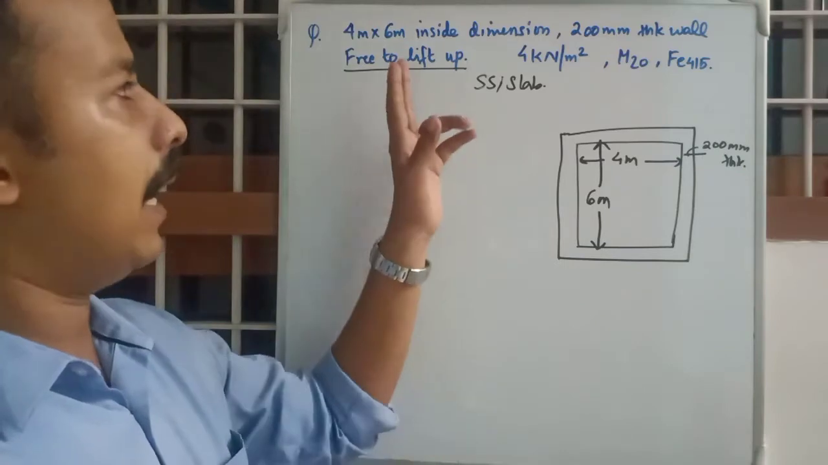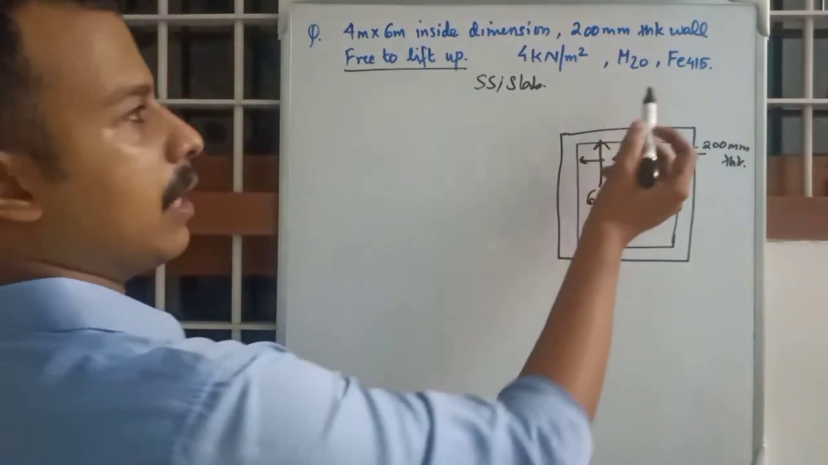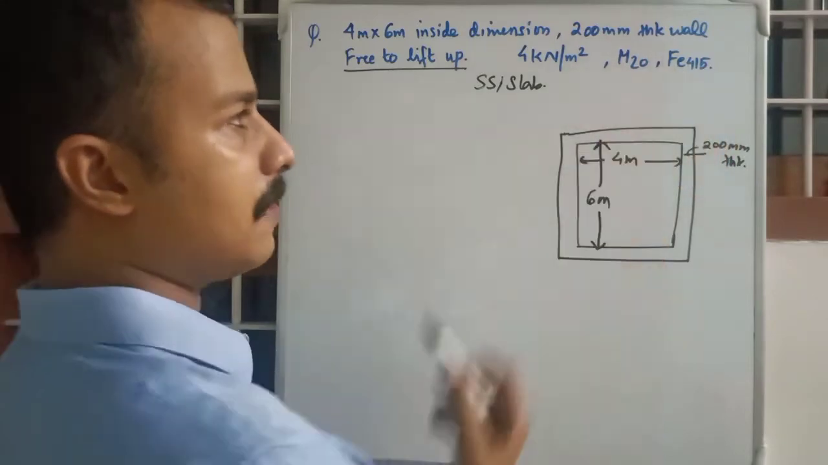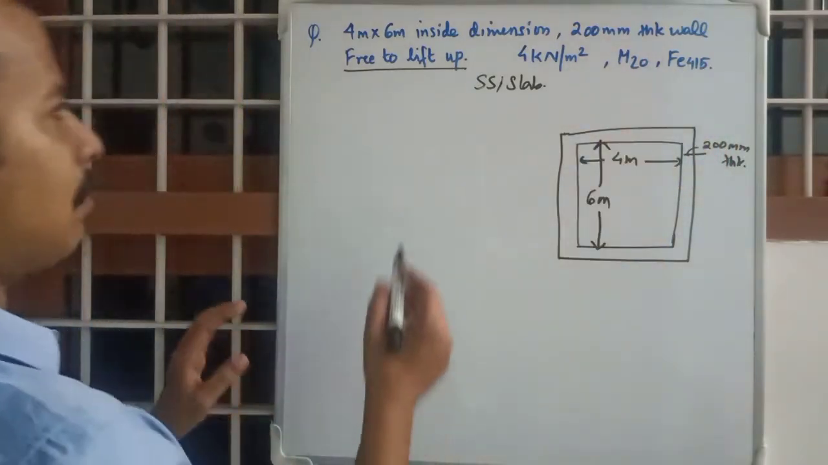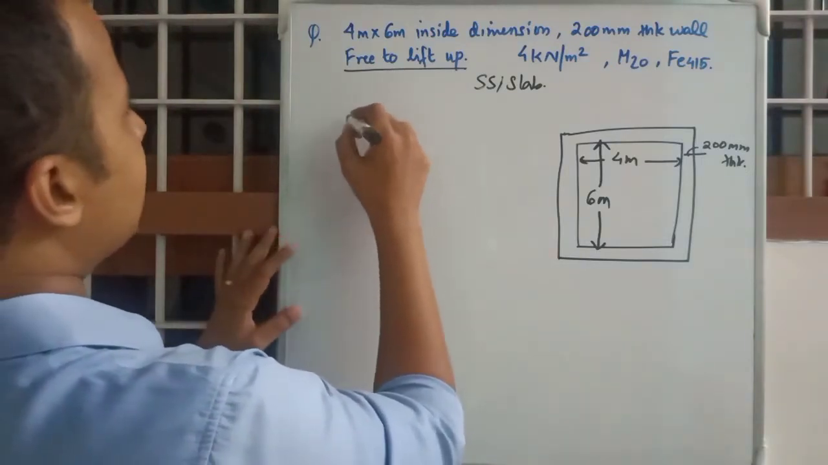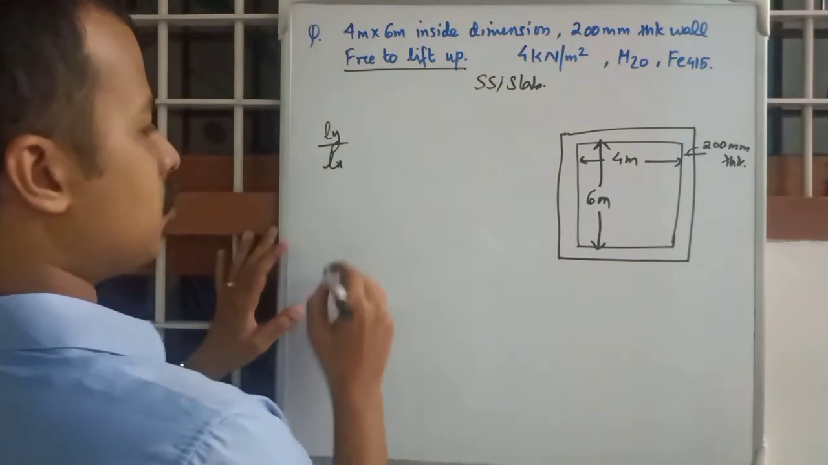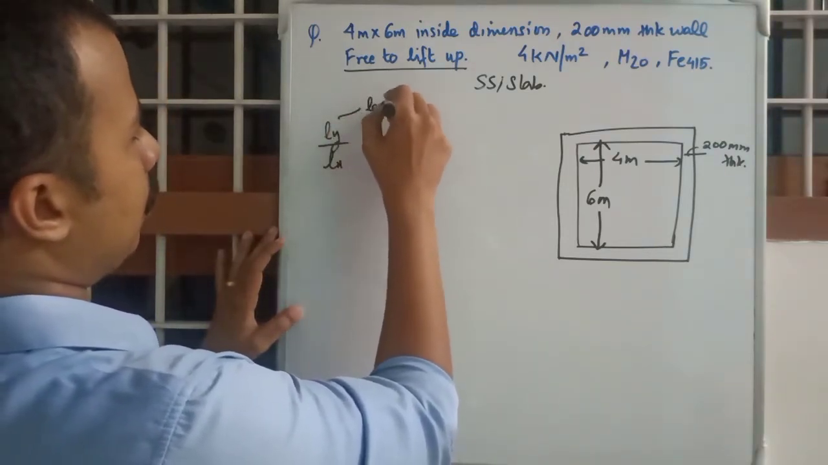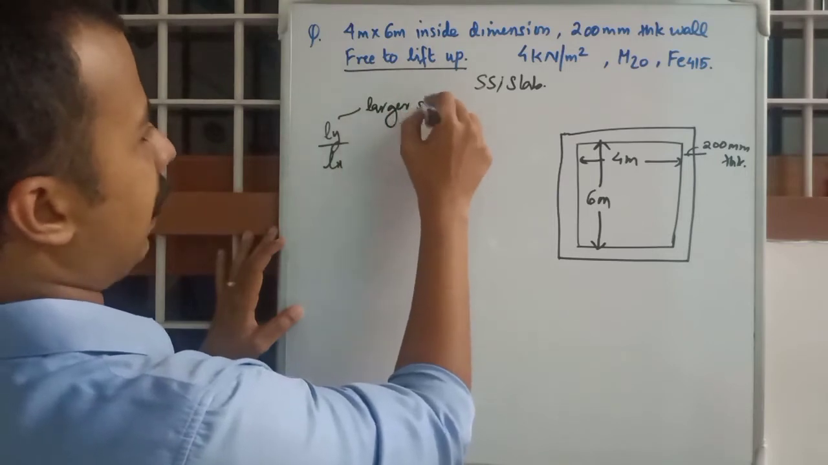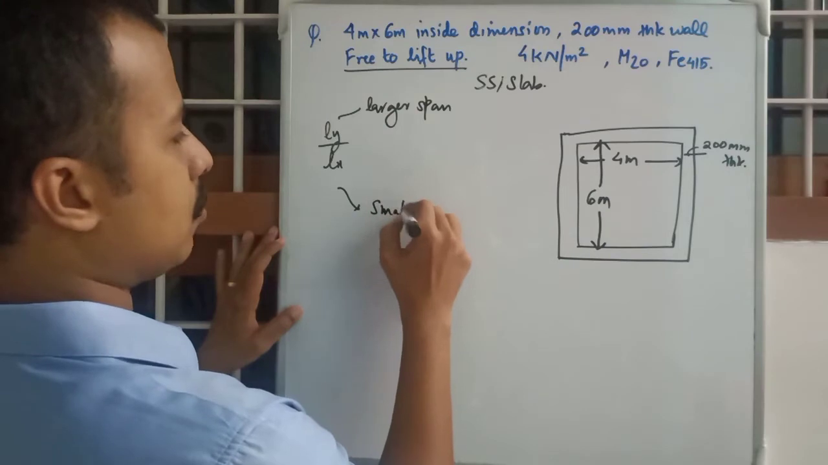The load is 4 kN per meter square. We have M20 concrete and Fe 450. So we are getting into the designing of the slab, and as we all know, we have the ratio Ly by Lx, where Ly is the larger span and Lx is the smaller span.